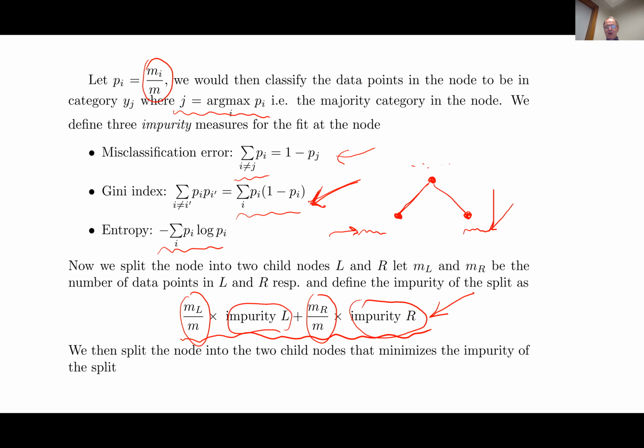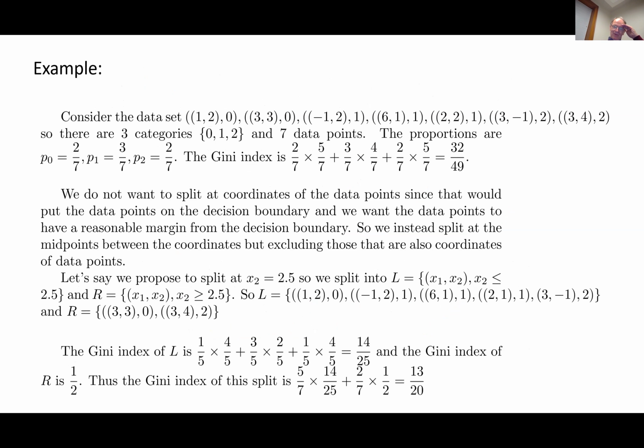Of course, this can be done in many different ways, and so it's not so clear how we do this. But let's do it with an example and see exactly how it works. So here's the example. We have this data set here consisting of 7 points, and there are 3 categories. I'll go to the board in a little bit because I've drawn it on the board. But let's just look at what the Gini index is for this whole data set.